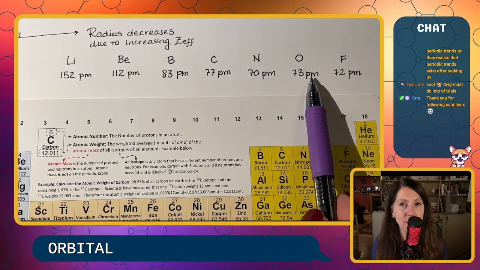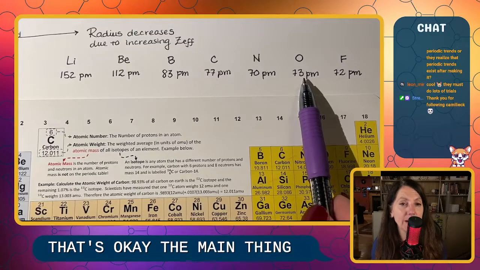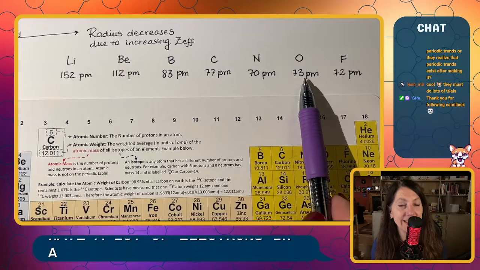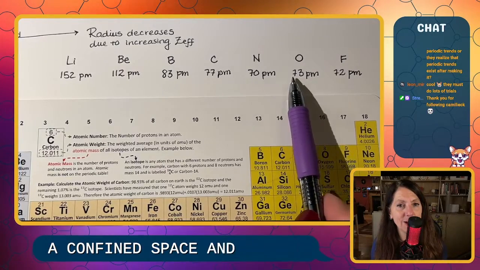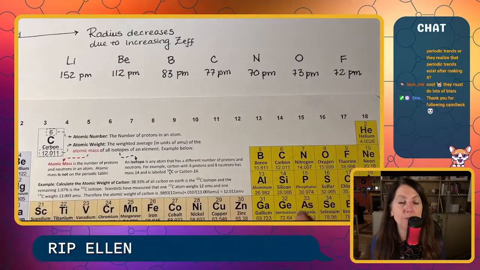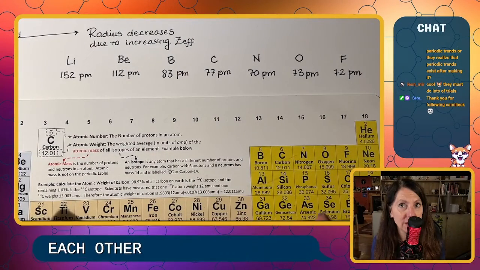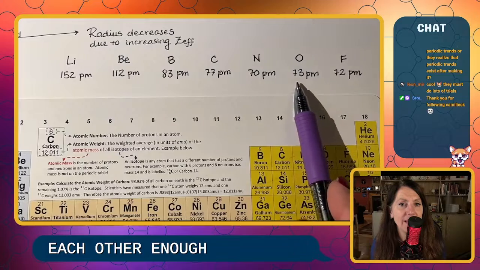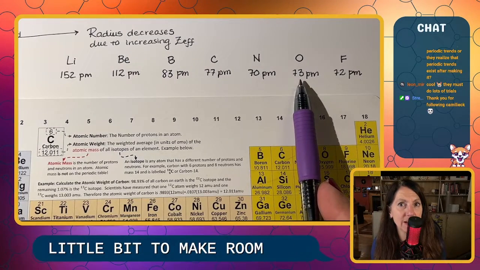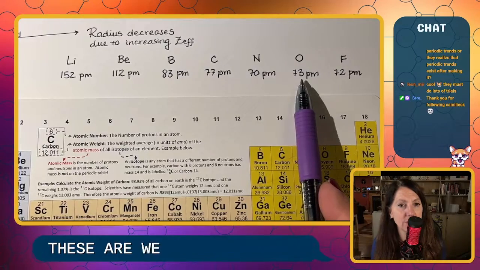And if you haven't learned about orbitals yet, that's okay. The main thing to remember here is that we have a lot of electrons in a confined space, and they do repel each other enough that the radius actually puffs out a little bit to make room for these electrons that are repelling each other.